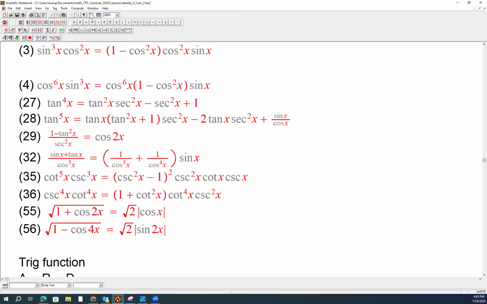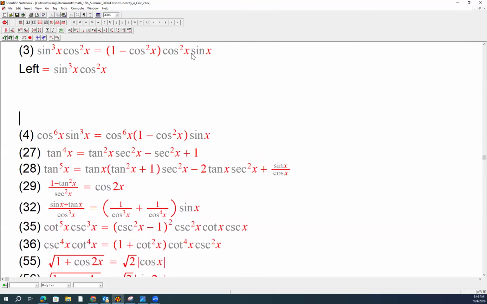Okay. Number 3, we still have left-hand side equals sine to the power 3 cosine squared. If you look at the right-hand side, the last one is sine x. Everything else is in terms of cosine.